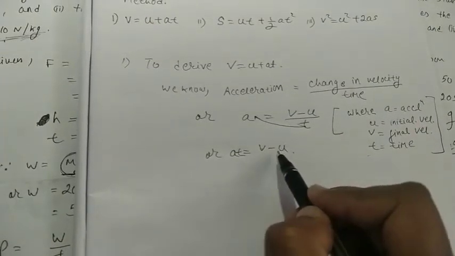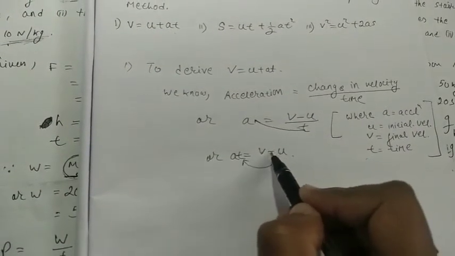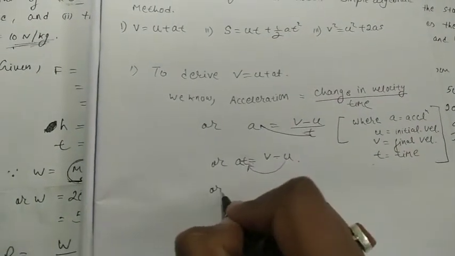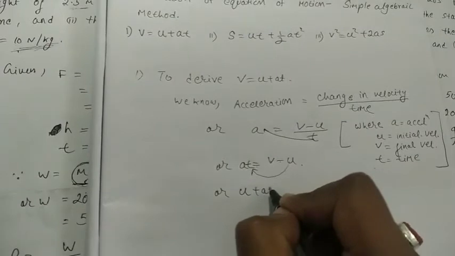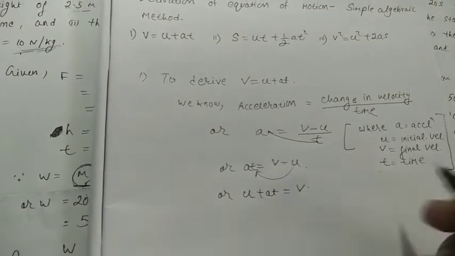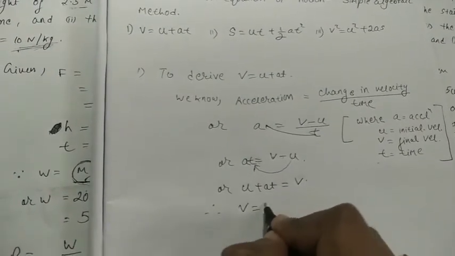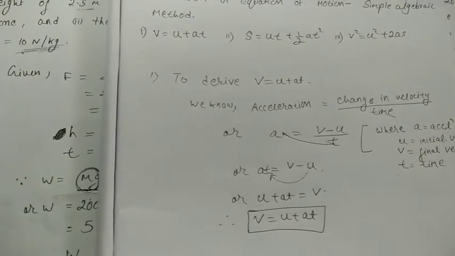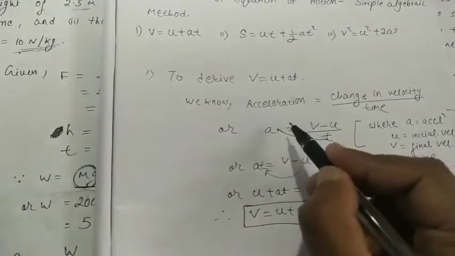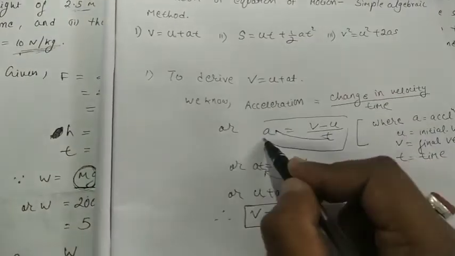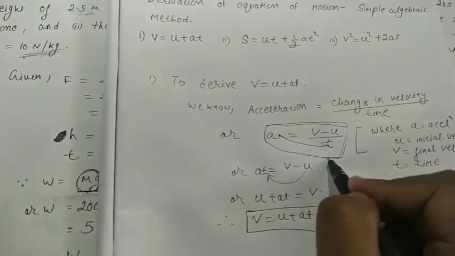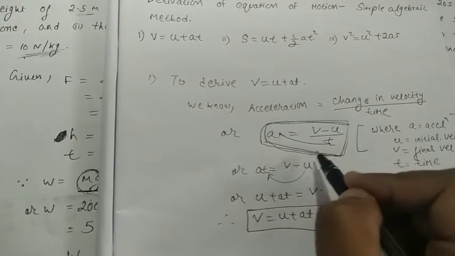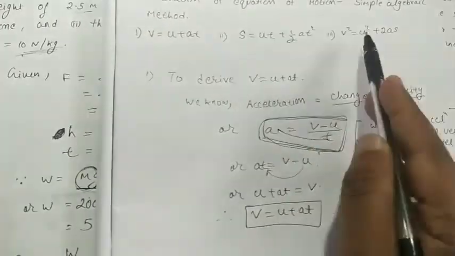Now we want v on one side. When u goes to that side, minus will become plus on the other hand of the equal to sign, so u plus at equals v. Let's write it in a simple way. Therefore v equals u plus at. So we have proved the first equation of motion. Now look at this line. This thing, a equals v minus u by t, is going to be very important while deriving the other two equations.